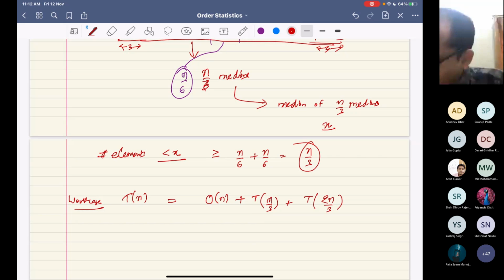2n by 3? Because I'm only guaranteed to have n by 3 elements in each. So in the worst case, the sub-array I go to may have 2n by 3 elements. So this will be the formulation.